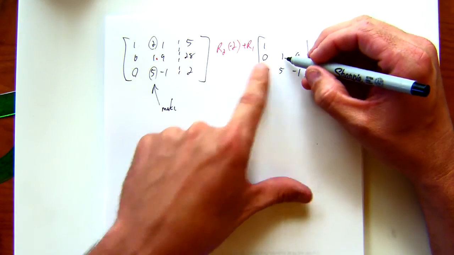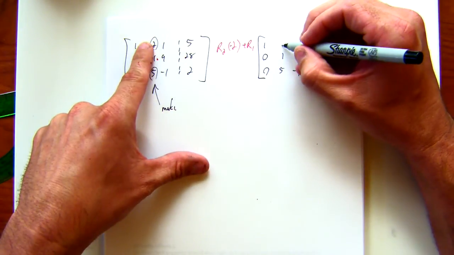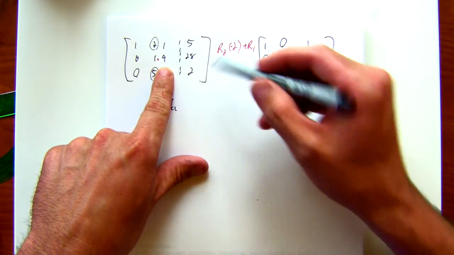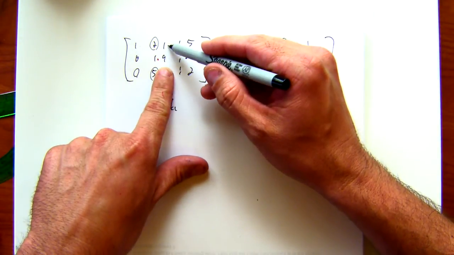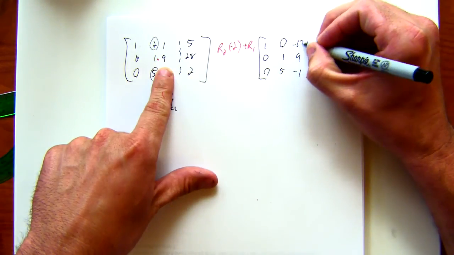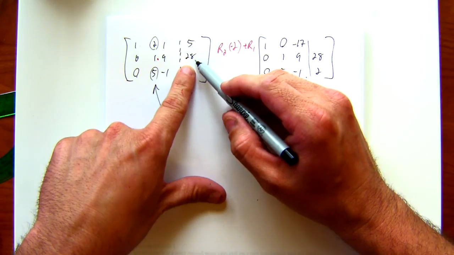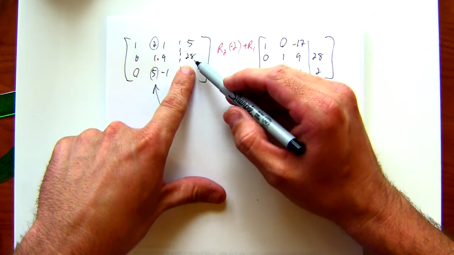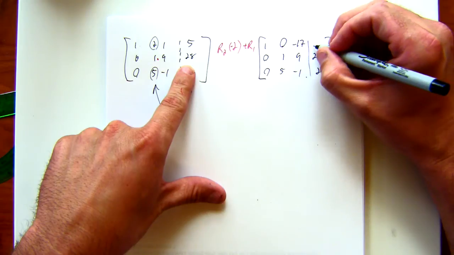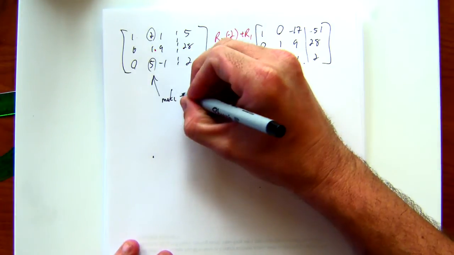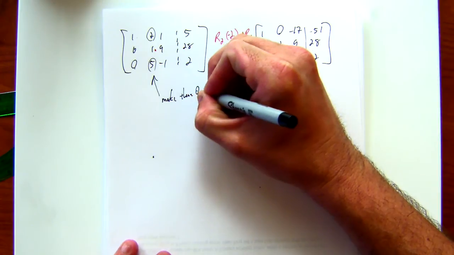1 times a negative 2 is a negative 2, plus the 2 is a 0. 9 times a negative 2 is negative 18, plus the 1 is a negative 17. And then a negative 2 times 28 is a negative 56, plus 5 is a negative 51. I should say we want to make these zeros.